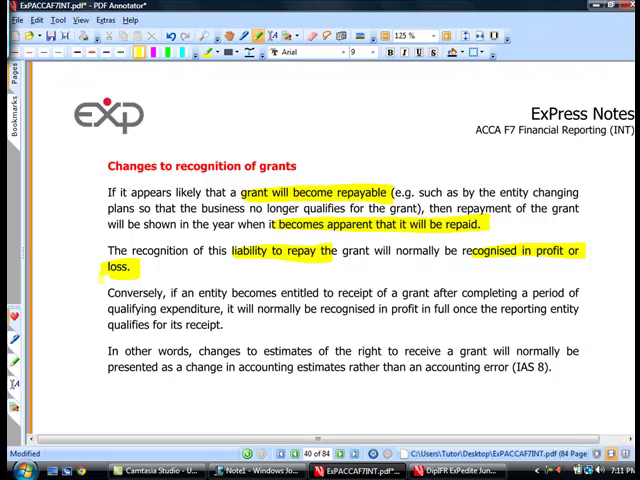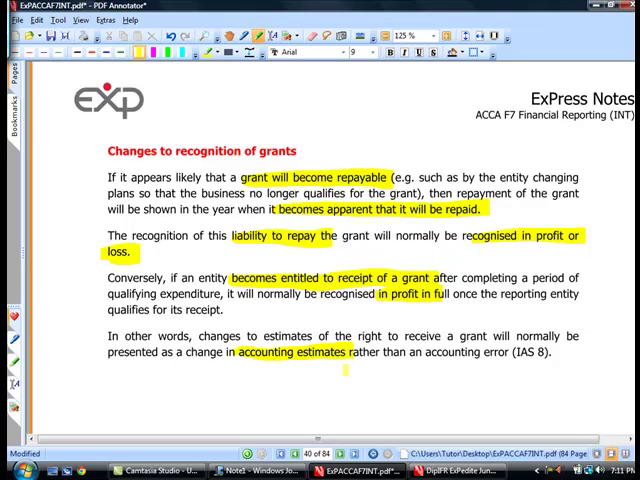On the other hand, if I become entitled to receive a grant after completing a period of, I don't know, qualifying expenditure, the recognition will again be in P&L once I qualify for the receipt. In other words, changes to estimates of the right to receive a grant will normally be presented as a change in an accounting estimate. It's not a change in an accounting policy.